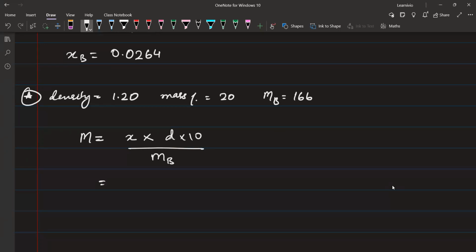plug in these values, you will get X. It is 20 multiplied by D, density is 1.20, 20 multiplied by 1.20 multiplied by 10 divided by 166. So this will be equal to 10, this will be 83. So it will be 120 divided by 83, right? Yes or no? यही होगा ना? Yes, I guess. Calculate this value.